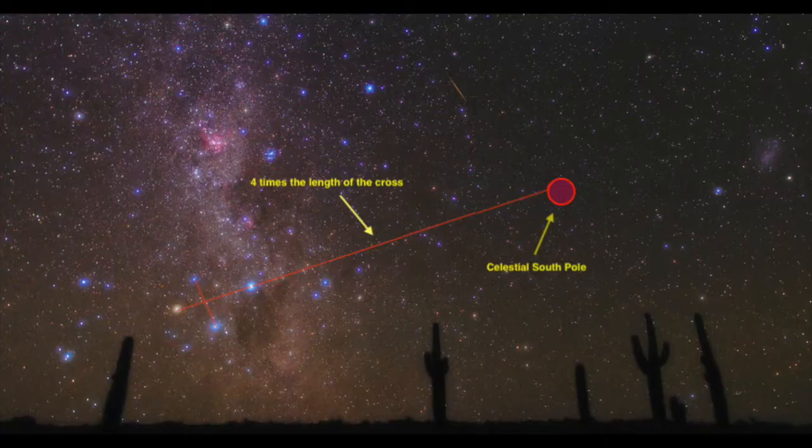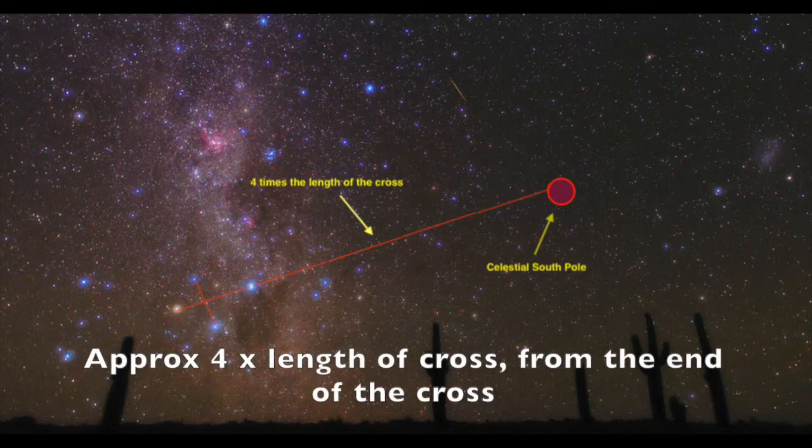This is a picture taken from the Atacama Desert in Chile. This is one way to locate the celestial South Pole. You first identify the Southern Cross in the sky, and then you draw a line from the cross and extend it approximately four times, as shown in the picture, and that will point you to the celestial South Pole.